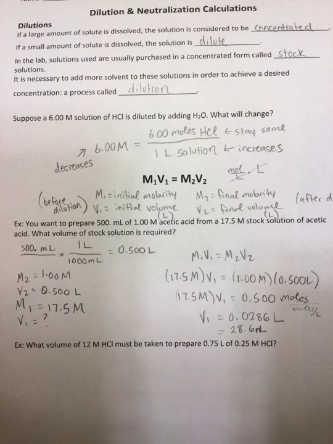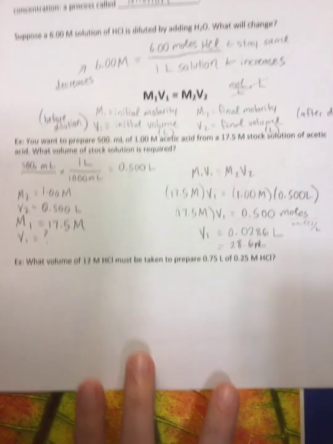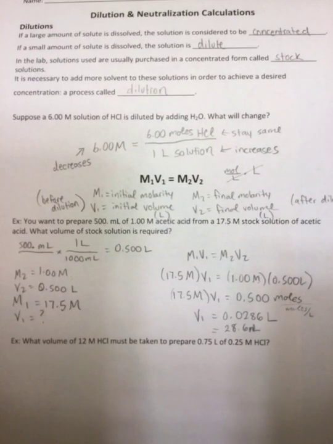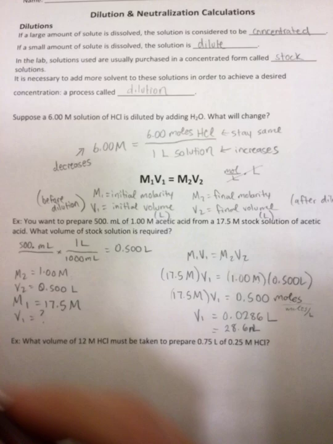I want you to take a second, pause the video, and try the second one. It's also really, really straightforward. Okay, so I'm going to do this one exactly the same. I'm going to look at the problem. What volume of 12 molar HCl must be taken to prepare 0.75 liters of 0.25 molar hydrochloric acid?